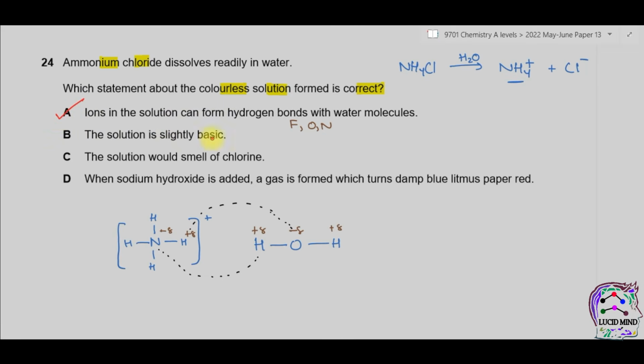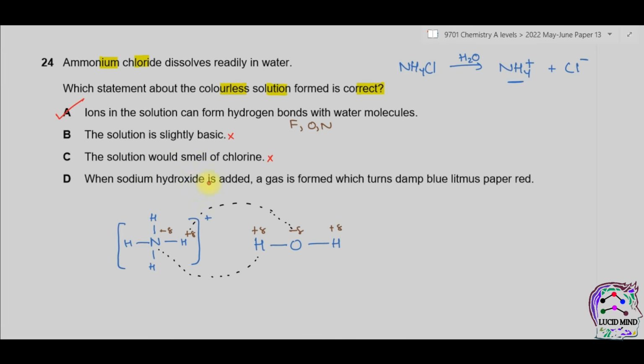B. The solution is slightly basic. Now in solution we have ammonium ions and chloride ions. The ions do not make the solution acidic or basic. So this is wrong. Part C. The solution would smell of chlorine. Now chlorine is not in Cl2 form, it is in chloride form. Chloride is soluble and does not smell.